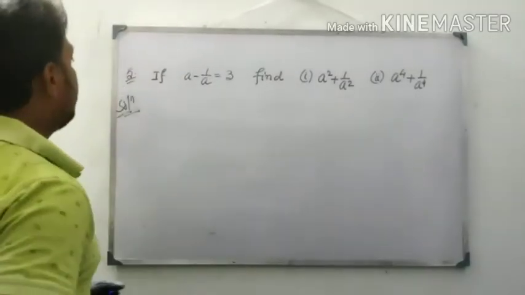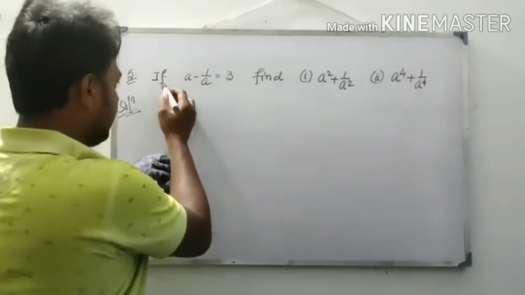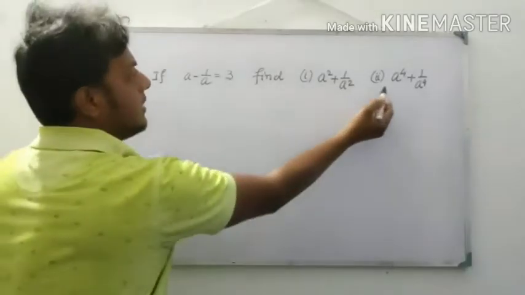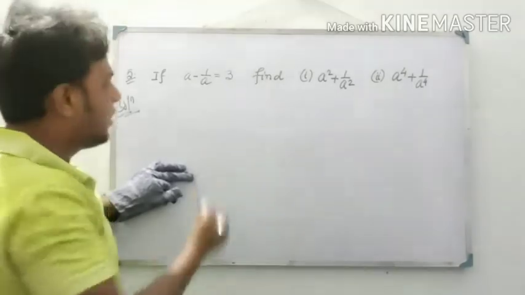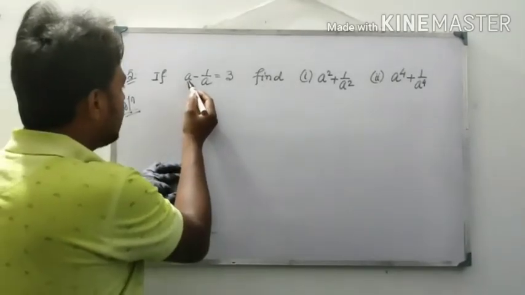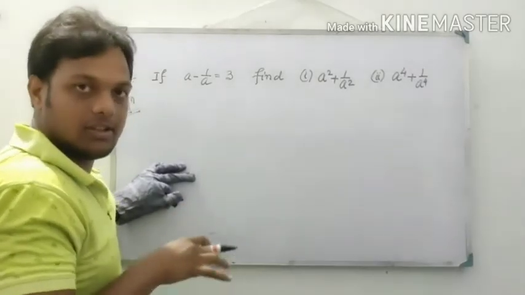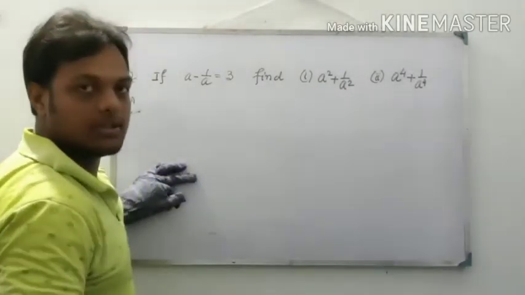Next, solve fifth number problem. I have given that if a minus 1 by a equals 3, then find a square plus 1 by a square, and the second one is a to the power 4 plus 1 by a to the power 4. So what is given here? The given is a minus 1 by a equals 3, and by using this given, you have to find out the value of a square plus 1 by a square.